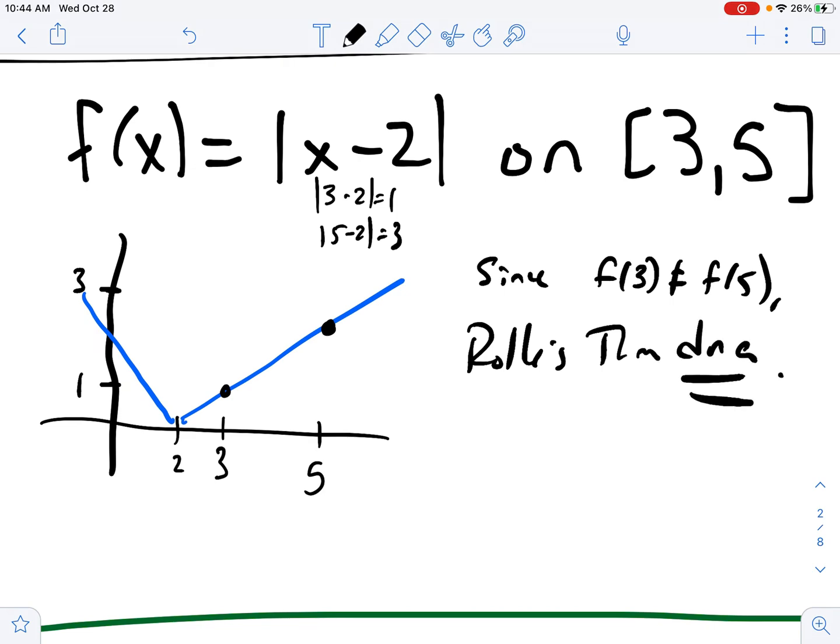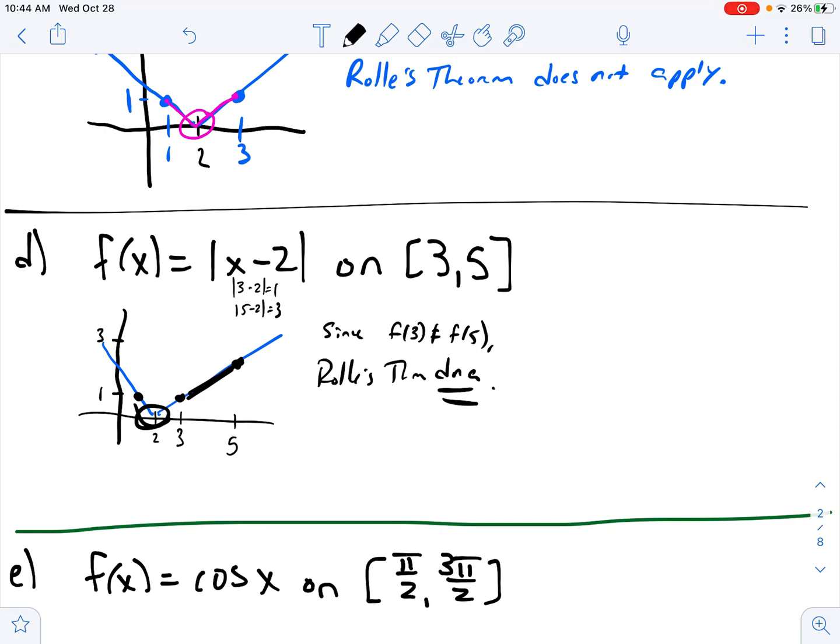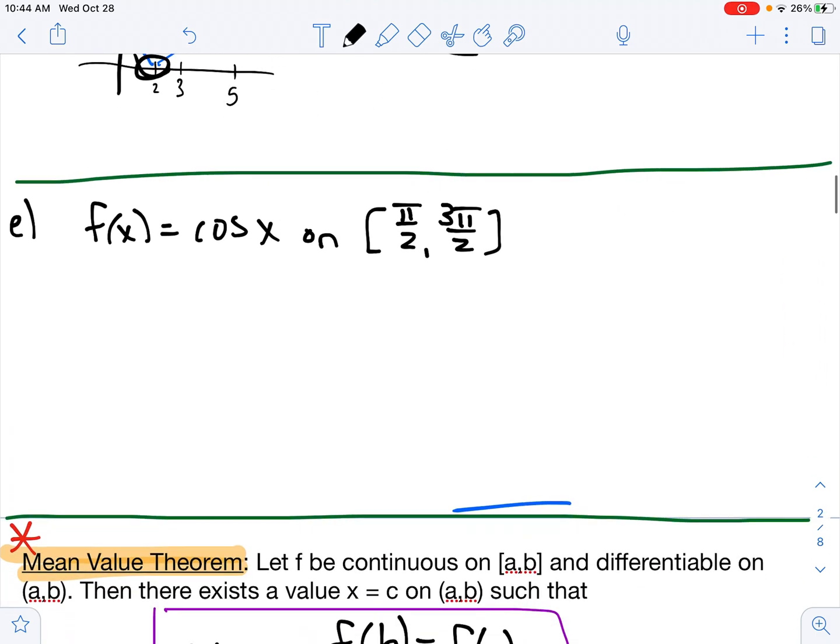And in general, what do you think? Is Rolle's theorem ever going to apply for an absolute value function? No, it's not. If the y values are the same, you have to go around the sharp corner to get there. If you're trying to avoid the sharp corner, your y values aren't going to be the same. So it's not going to apply to an absolute value linear function. Let's take a look at this cosine function, and then we'll move into the mean value theorem.